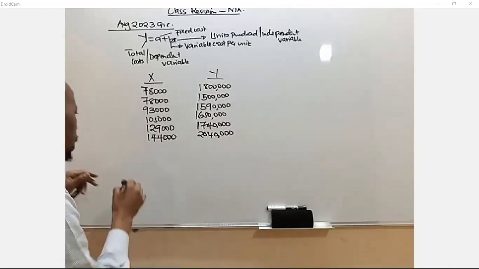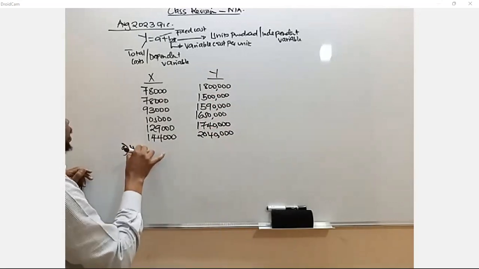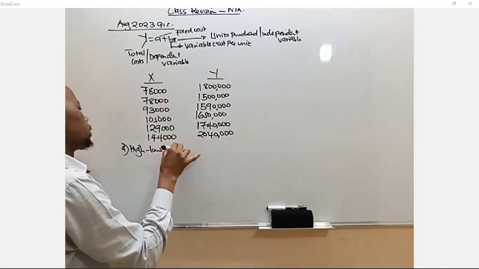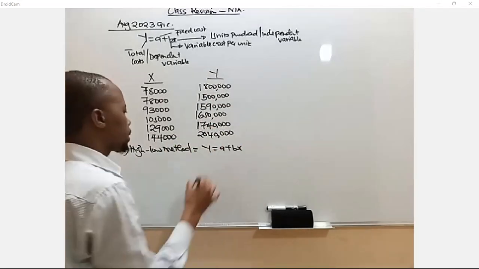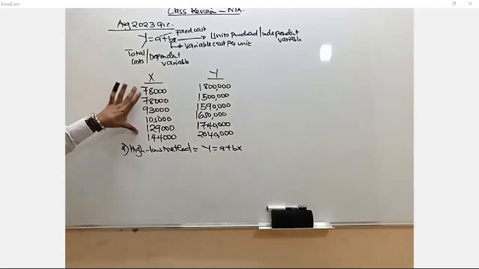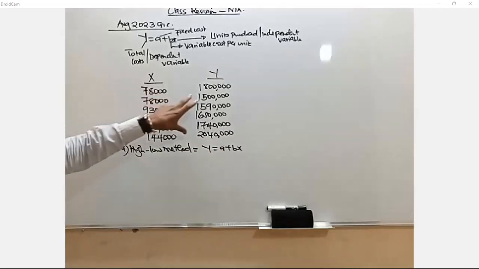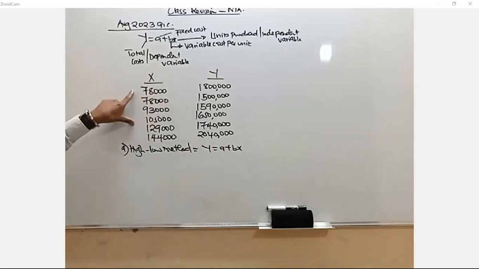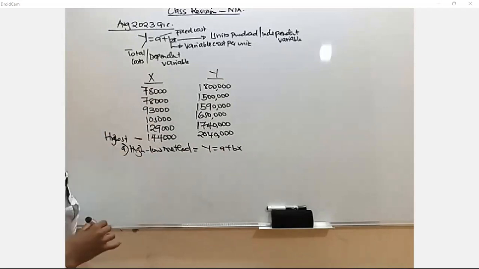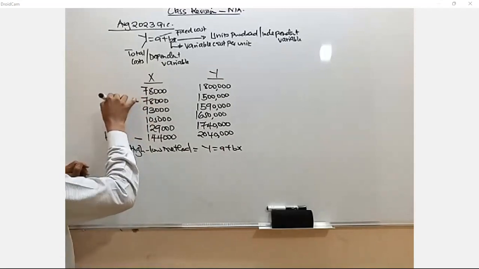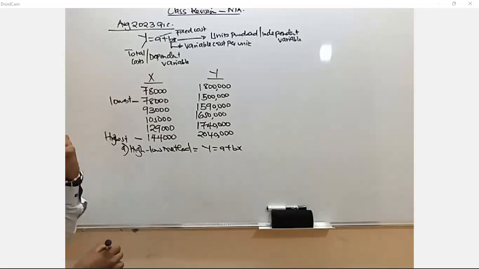And remember, we are talking about the high-low method, where we are forming a linear equation in the form of A plus BX. X values correspond to the Y values. So when you look at the X values, we have to identify the highest and the lowest. This one is my highest, and this one should be our lowest. In this case, it is very simple.